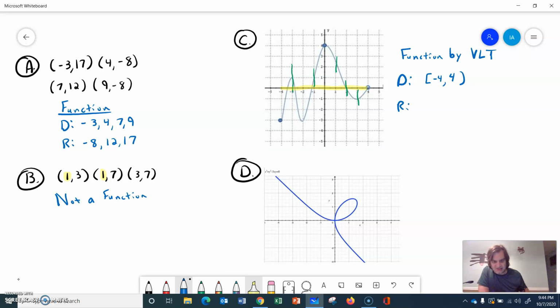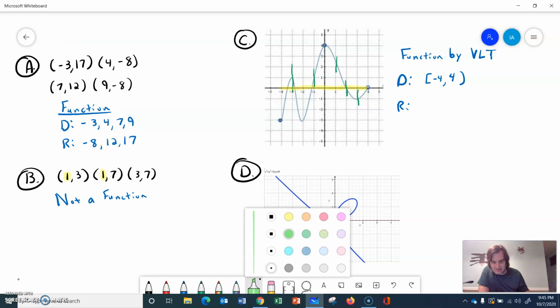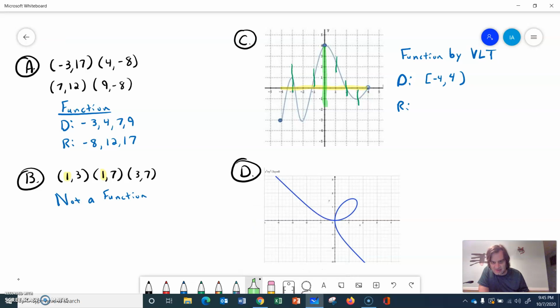And then the range, which goes in the y direction, looks like it goes from -3 up to 4. So that goes from -3 up to 4. Included is what it looks like.